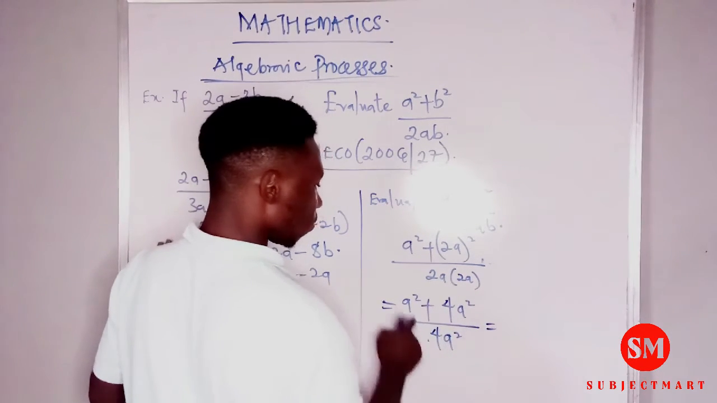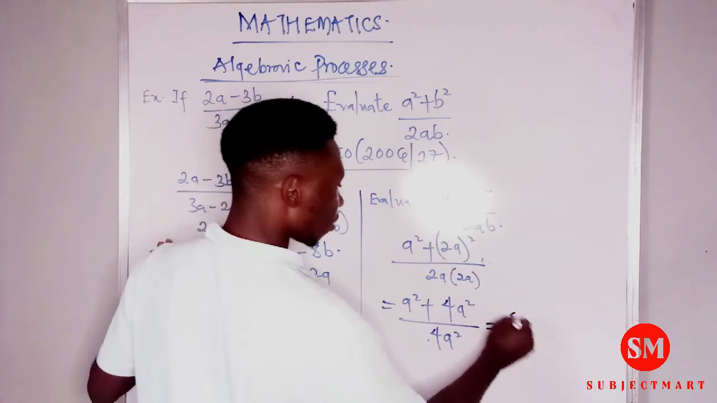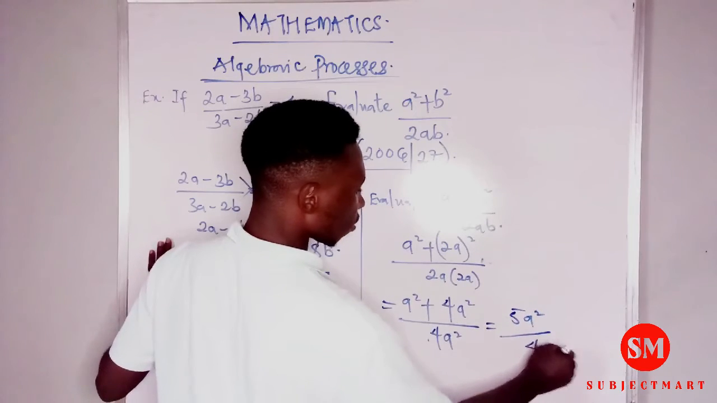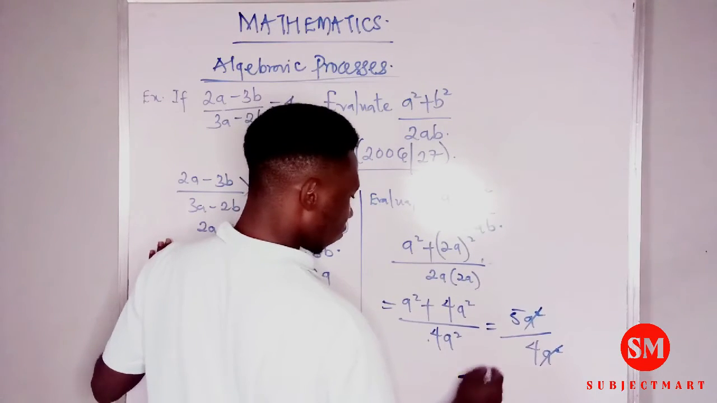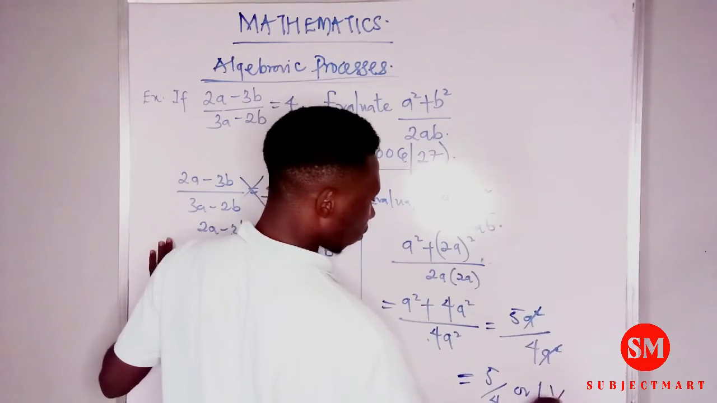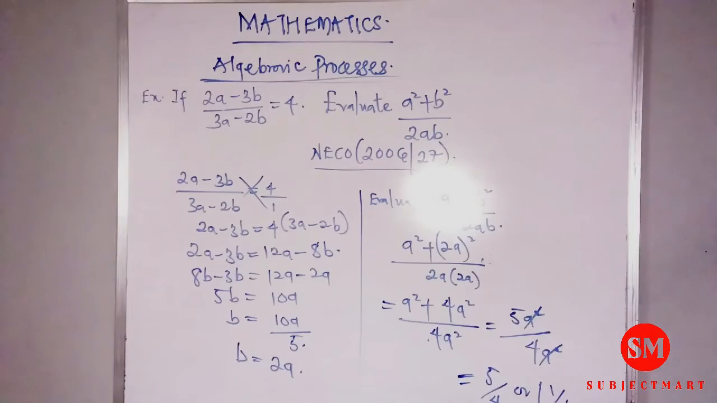Now this is equal to a squared plus 4a squared, that will give us 5a squared over 4a squared. So my a squared cancels my a squared. This is now equivalent to 5 over 4, or 1 whole number 1 over 4. And so that is where my answer finally goes to B, and that's our final answer.